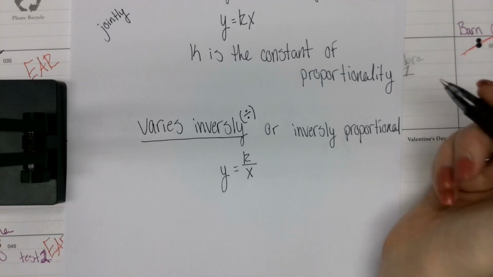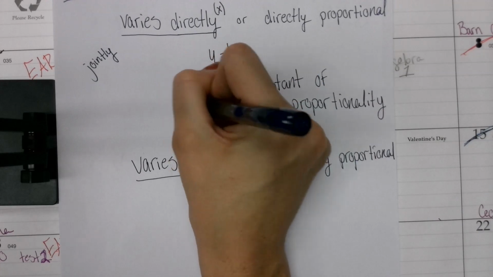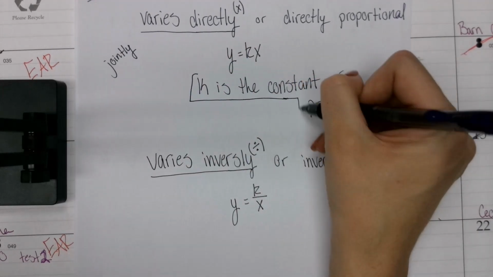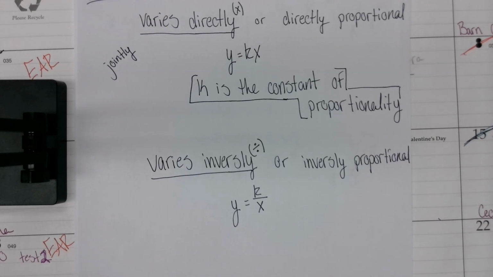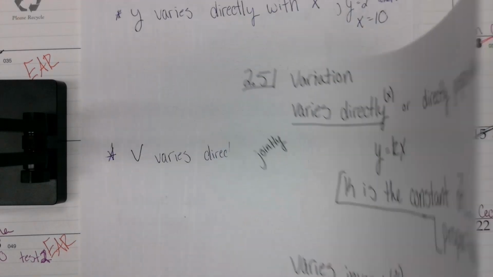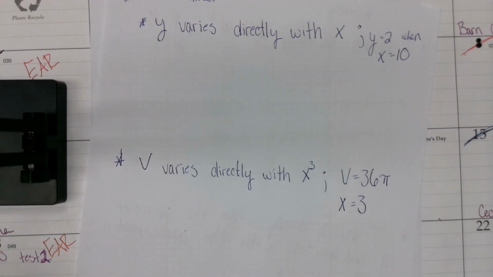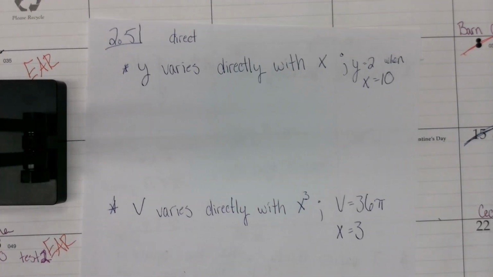There's one of the problems, and it says k is the constant of proportionality. If they give you k, it's going to take out a huge chunk of the work you actually have to do, and you're just going to plug that into the equation you wrote. So let's go ahead and get started on a couple of these.